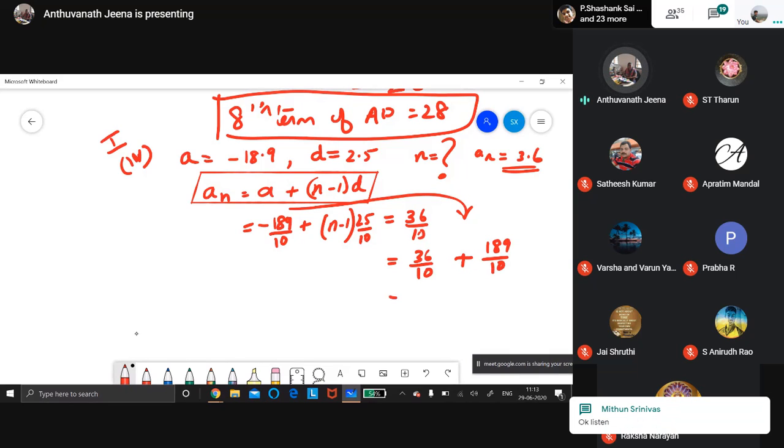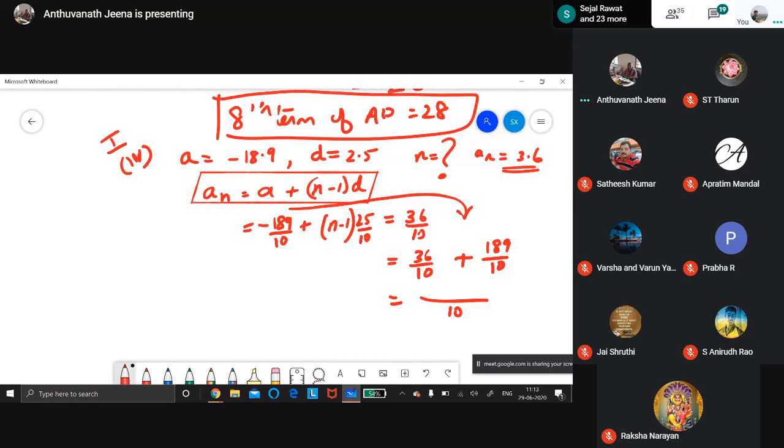So the denominator is the same, so I can just add. When I add 36 plus 189, what will I get? 225. Correct. 225 I will get.